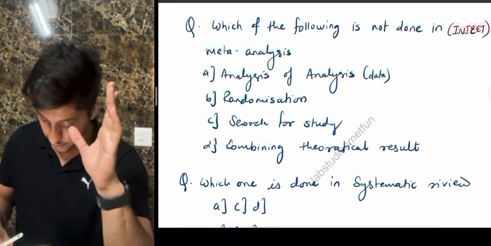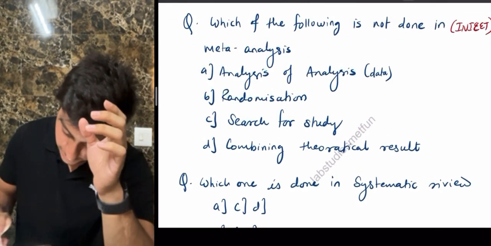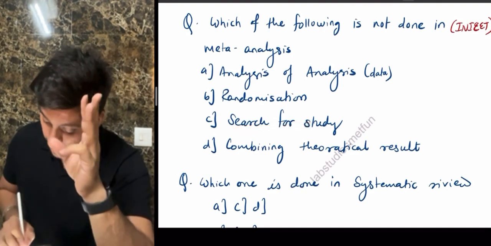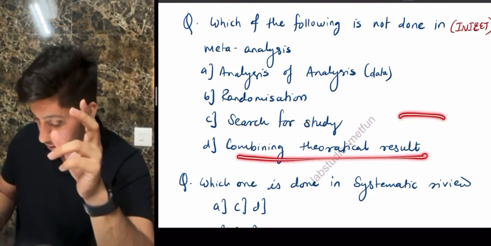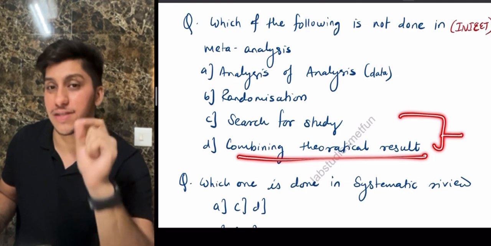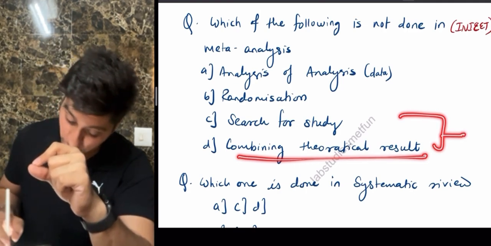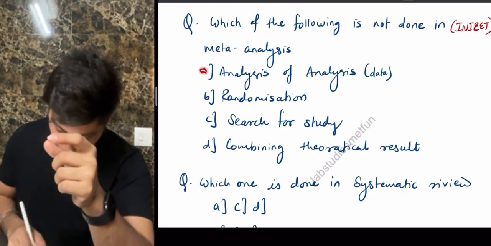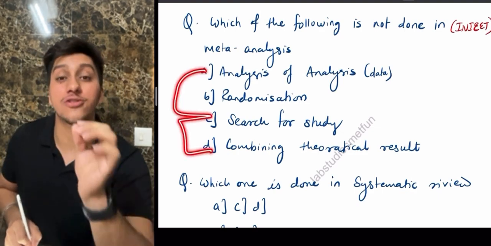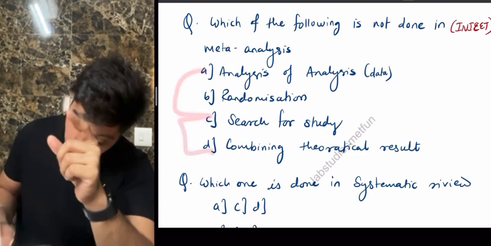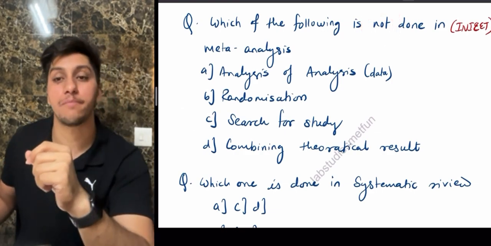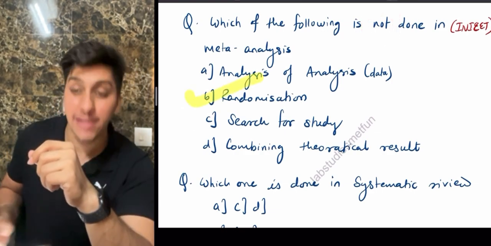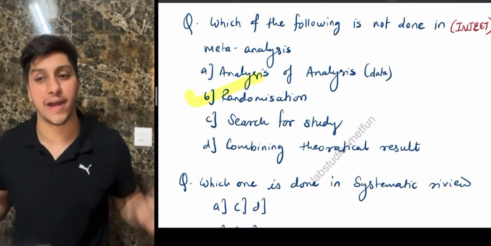Next, which of the following is not done in meta-analysis? We talked about searching of study. Yes, so searching of study is there. Then we did combining all the theoretical data. Till here, both of these are alone. If only these 2 were given, this is your systematic review. But then when we did analysis of analysis, these 3, A, C and D, are known as meta-analysis. So what is not done in meta-analysis? Very good. Randomization is not done in meta-analysis.